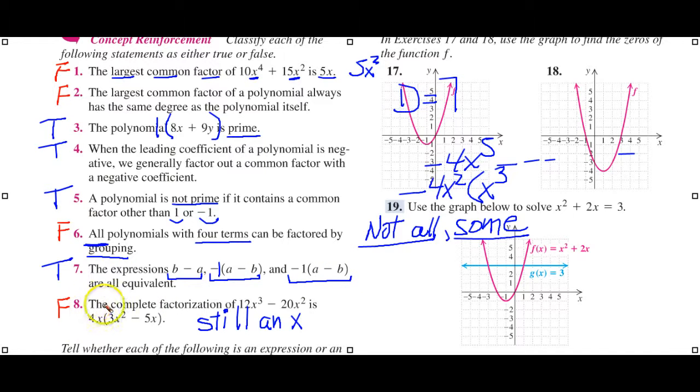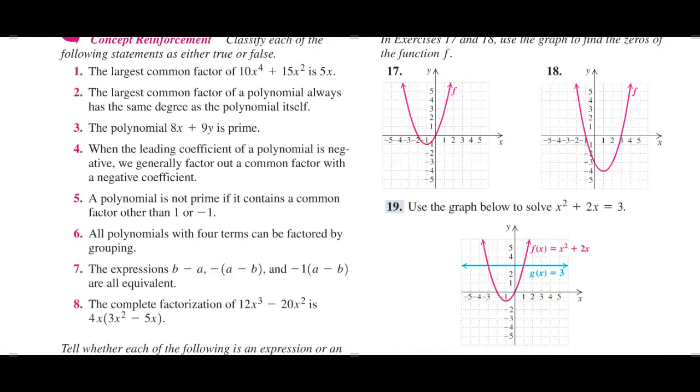Now as we look at example 8, we say the complete factorization of this. When you look inside the parentheses and you see you could still factor out an x here, then you haven't completely factored this expression. There's still an x that could have been factored out of there. Alright, let's go on. We're going to take a look at some of these others too that are easy to do. And renewing our lesson, we talked about finding the zeros.